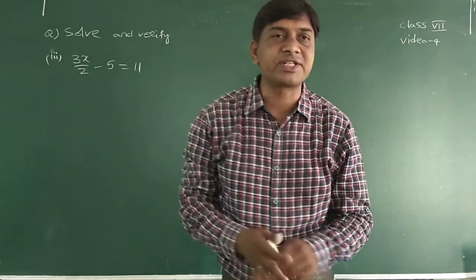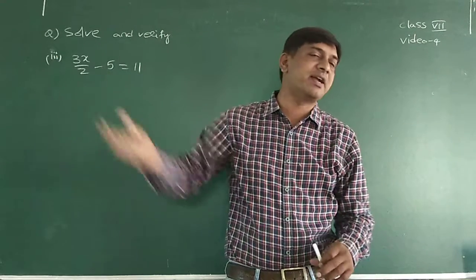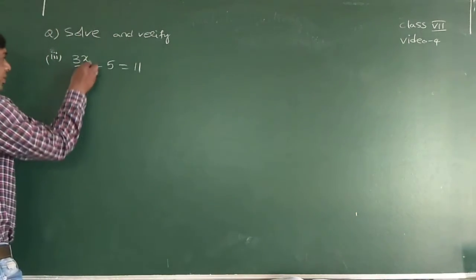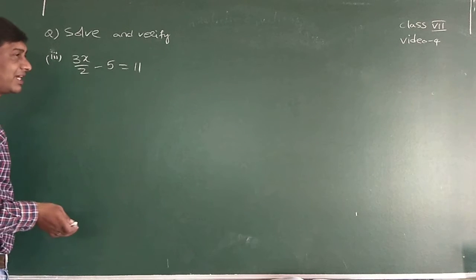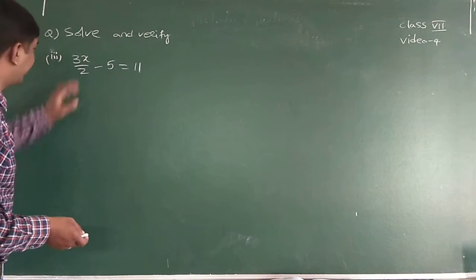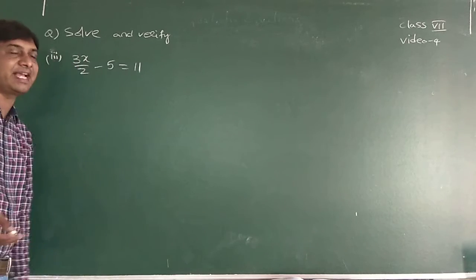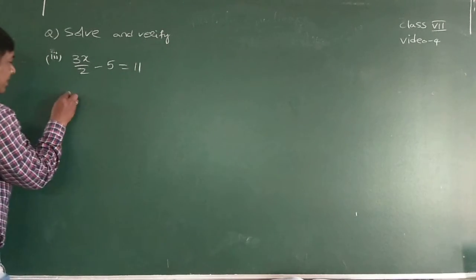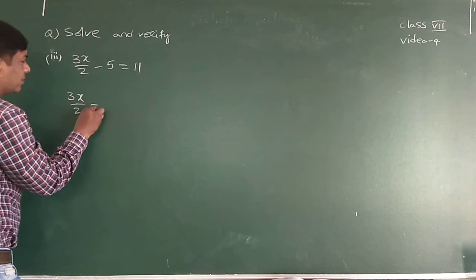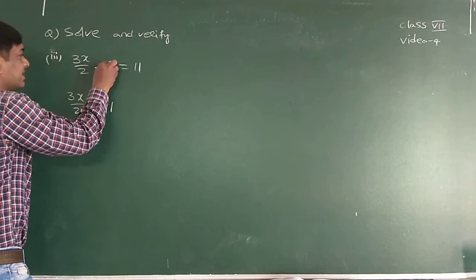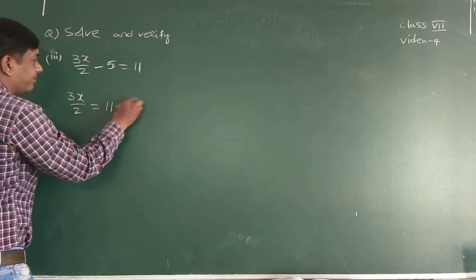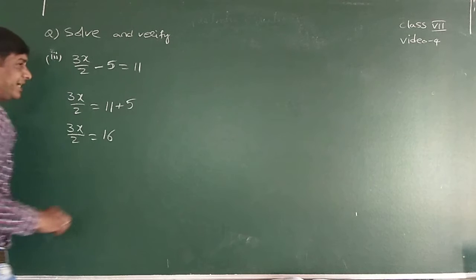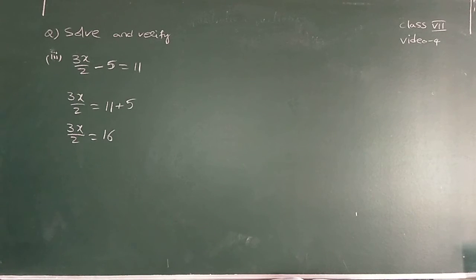In this type of question, first the constant values are transposed to the right hand side. In 3x by 2, the 3 by 2 is also a constant, but it is combined with the variable; 3 by 2 is multiplied with x. But 5 is alone. So first send 5 to the other side. 3x by 2 is equal to 11 minus 5. The sign of 5 is minus, so on this side it becomes plus 5. Now 3x by 2 is equal to 11 plus 5, which is 16.